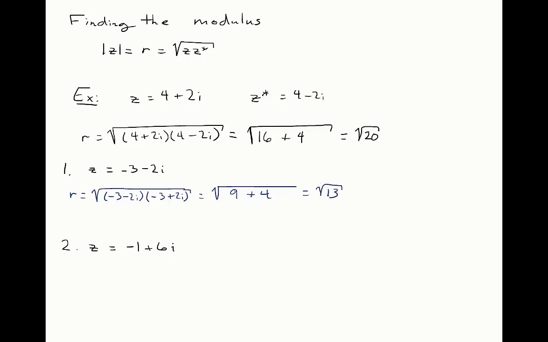Okay, second one. Minus 1 times minus 1 is 1. Imaginary parts cancel out, plus 36. Just get the square root of 37. Again, I know this really doesn't look like new information, but when you're taking quantum mechanics, you're going to see functions all the time. The wave functions will be looking like psi star psi. That'll show up all the time.